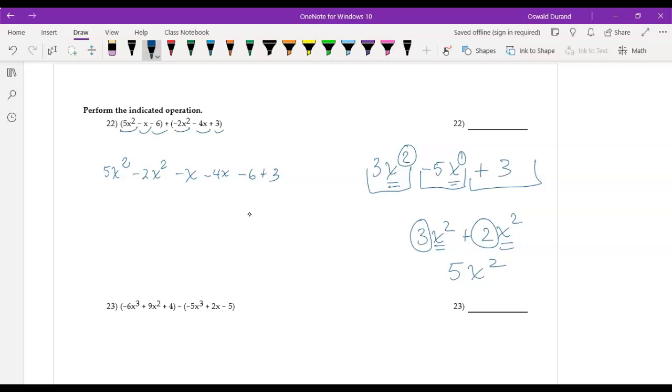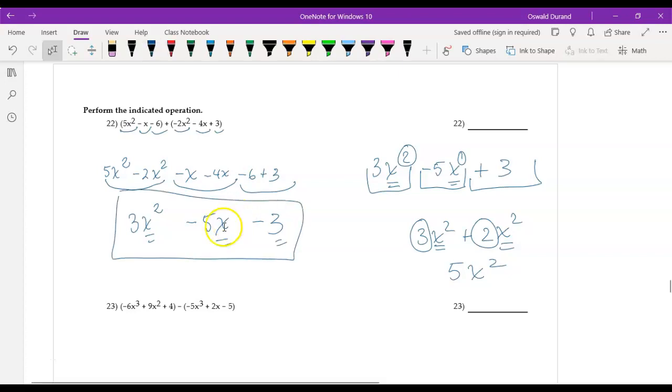Okay? So I can combine these two, and these two. When I do 5x squared minus 2x squared, that's 3x squared. Negative x minus 4x, that's negative 5x, and negative 6 plus 3 is negative 3. And you're done, because now you can see that there are no like terms. And this is my final answer. Okay?